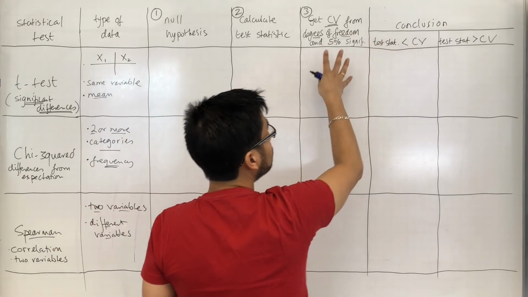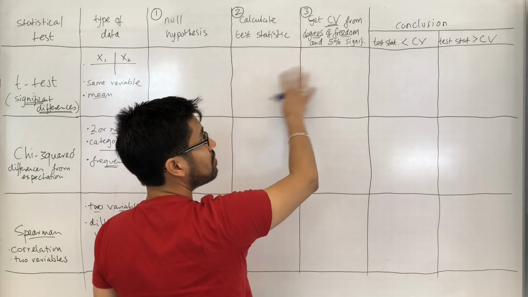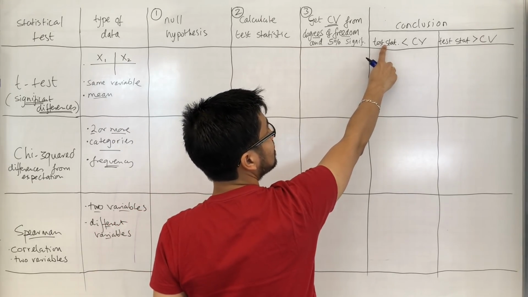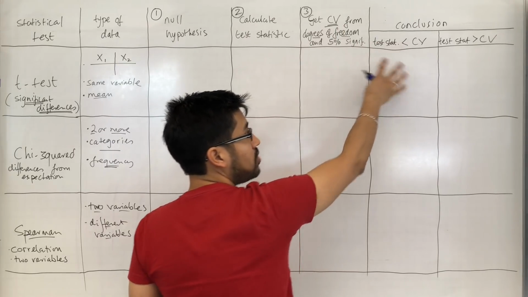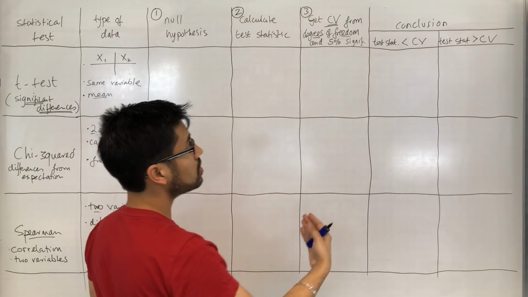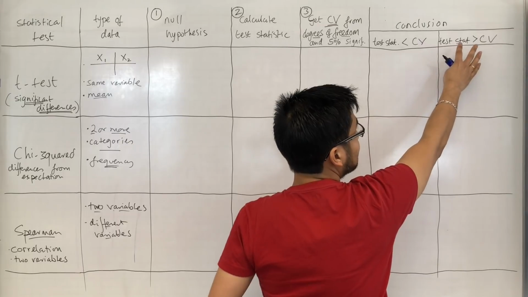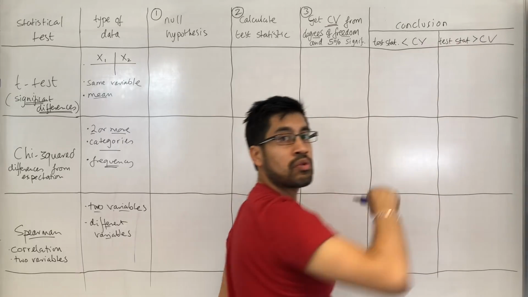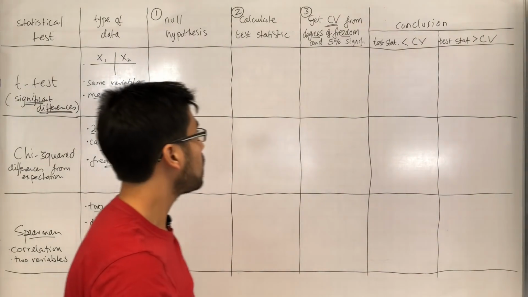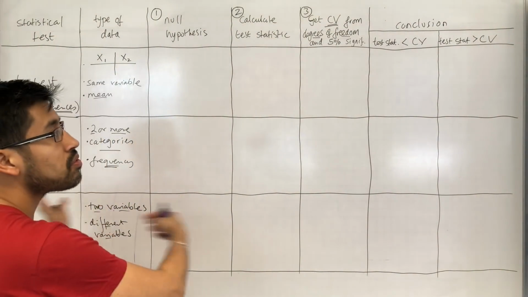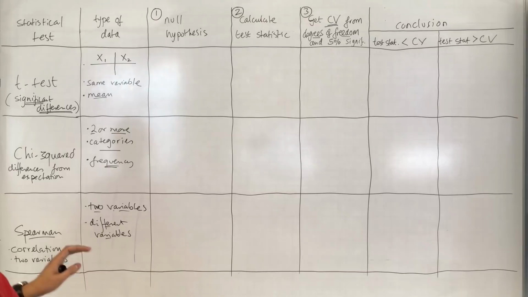Finally, based on what your comparison shows, either your test statistic is less than the critical value, in which case you have to make a certain type of conclusion, or your test statistic is higher than your critical value, in which case you have to conclude differently. Okay, so let's go through each one in turn.